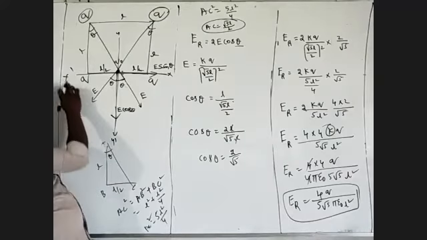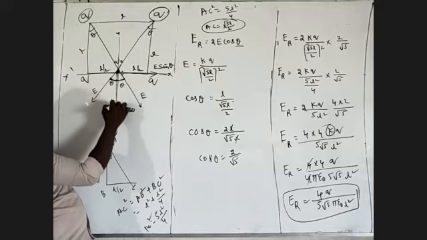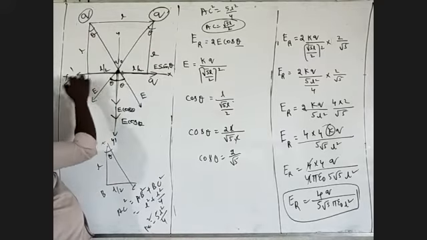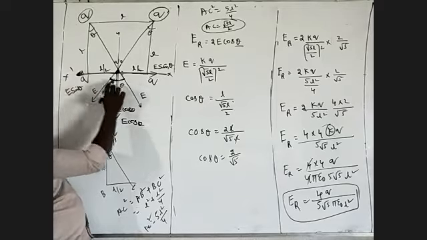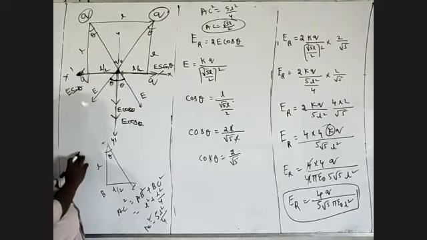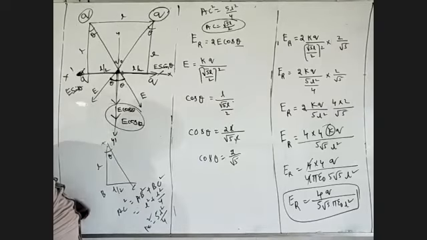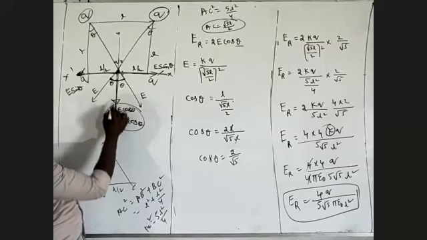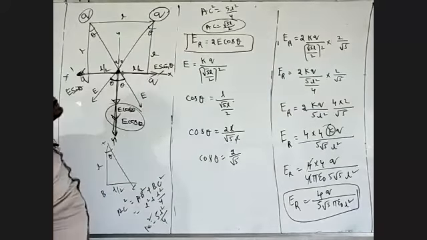This is in the exact y-axis plane. This can be resolved into two components. Making angle theta means E cos theta is along this direction and E sin theta is in this direction. E sin theta and E sin theta are in opposite directions, so they cancel each other. This is the resultant electric field. Both are in the same direction. Resultant electric field is equal to E cos theta.